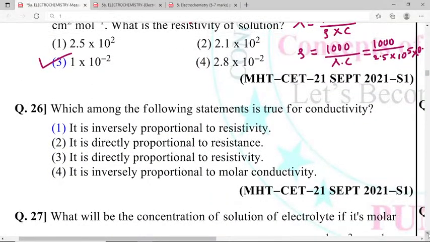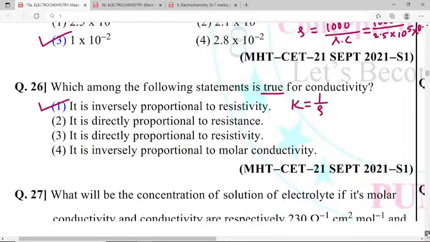Which among the following statements is true for conductivity? It is inversely proportional to the resistivity. Conductivity is equal to the reciprocal of resistivity. Conductivity is inversely proportional to resistivity.